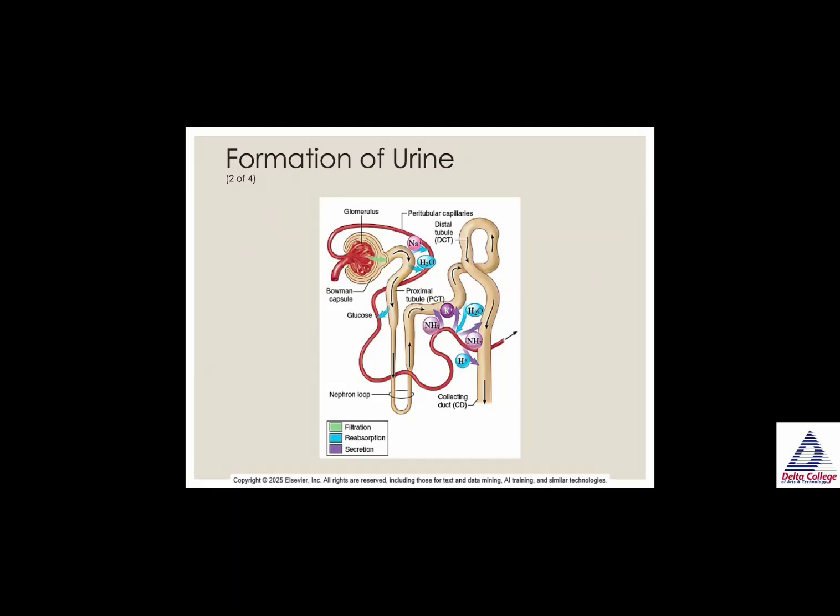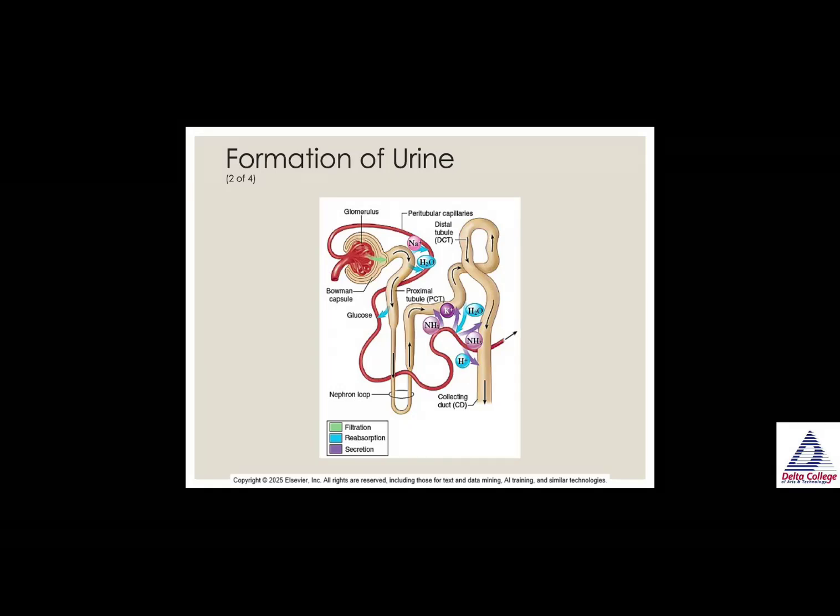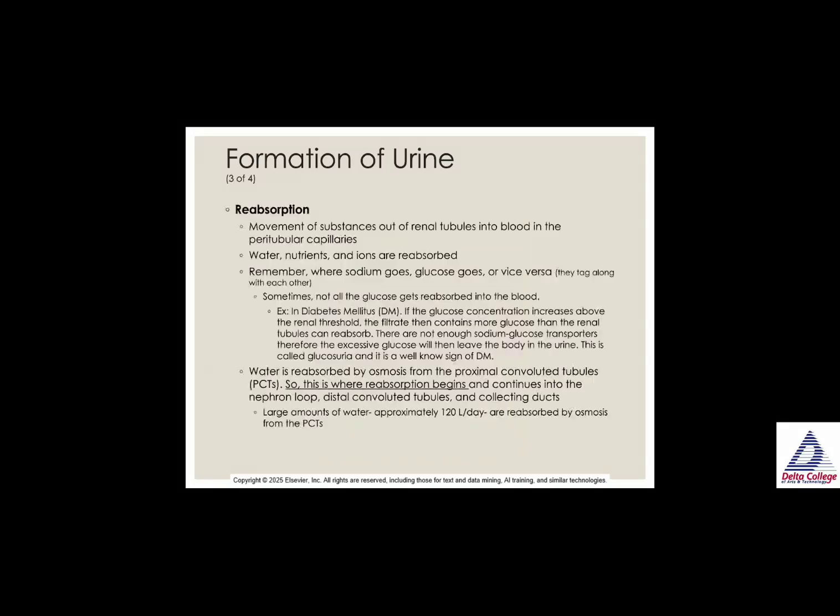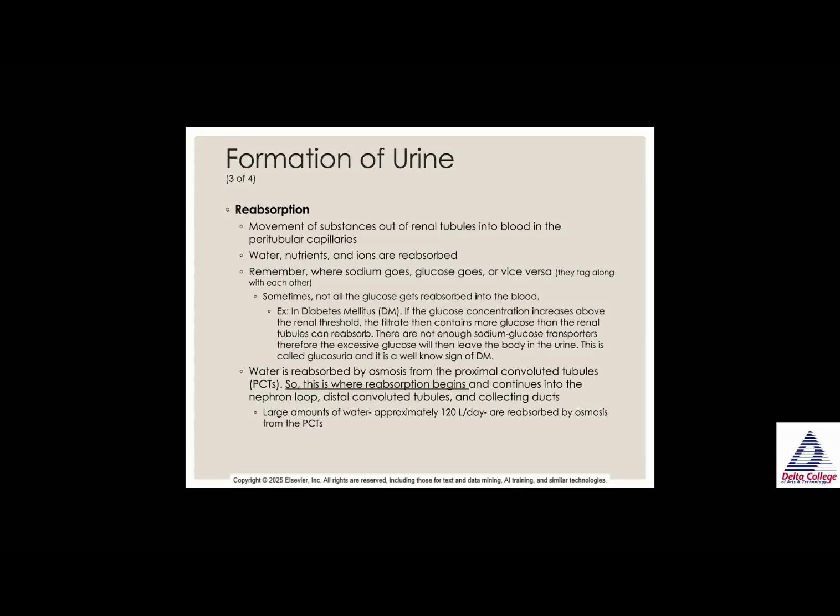So here's the formation of urine and what it looks like. Remember, it's filtration, reabsorption, and secretion. Now, reabsorption. This is the movement of substances out of renal tubules into blood in the peritubular capillaries. This is water, nutrients, and ions that are reabsorbed. Remember, where sodium goes, glucose goes, or vice versa, so they tag along with each other.